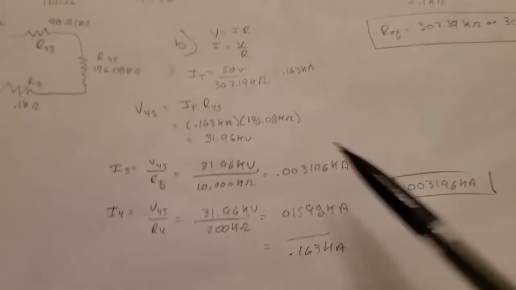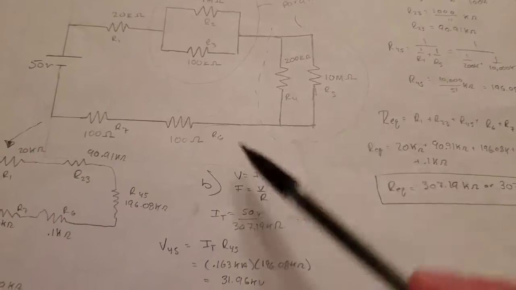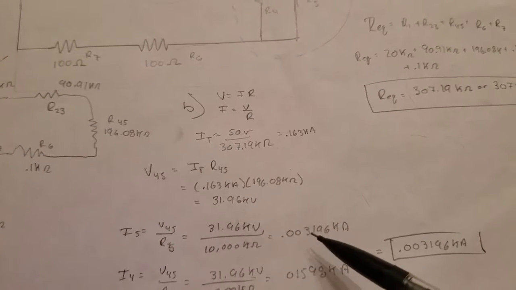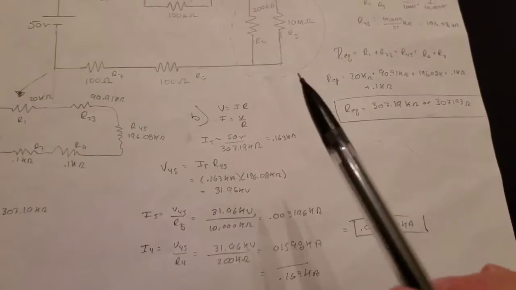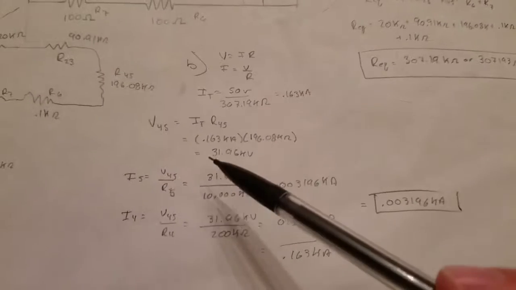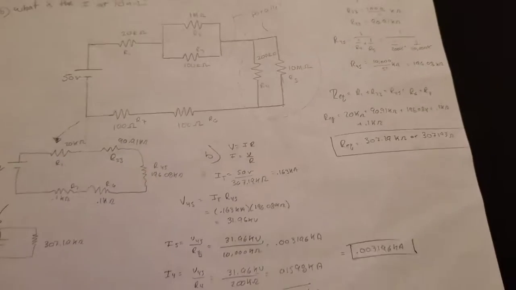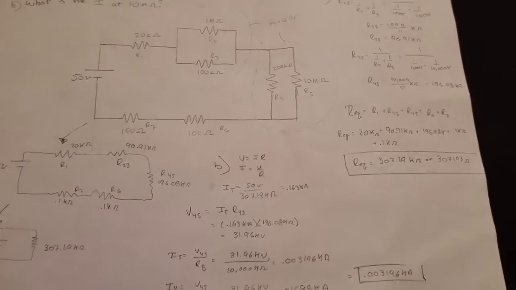Next, once we are trying to find our current, we have everything that we need. We just put the voltage over the resistance at the resistor, and then we get 0.003196 kiloamps, which is going to be our answer. And now, to double check ourselves, we have to find the current at the other resistor, and if they both add up to the total current, then it checks out, and that will be our answer. So that is how we solve the current and the total resistance of this circuit. Thank you.